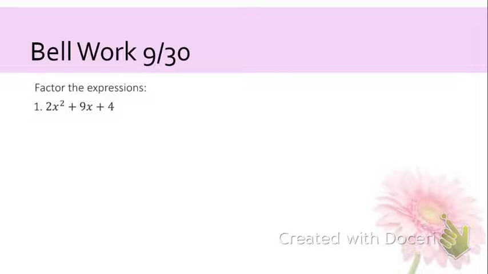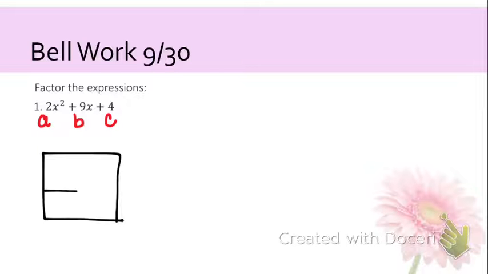So A is not 1, A is 2, B is 9, and C is 4. So we need to make our box. Whenever A is not 1, we need to create our box. A always goes in the top left square. B is going to go in the bottom right square. Not B, sorry, C. C goes in the bottom right square. So A and C.